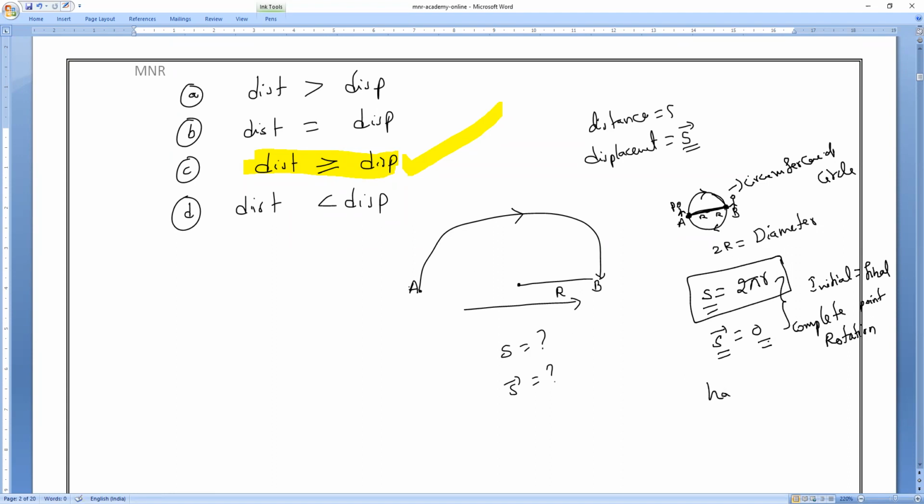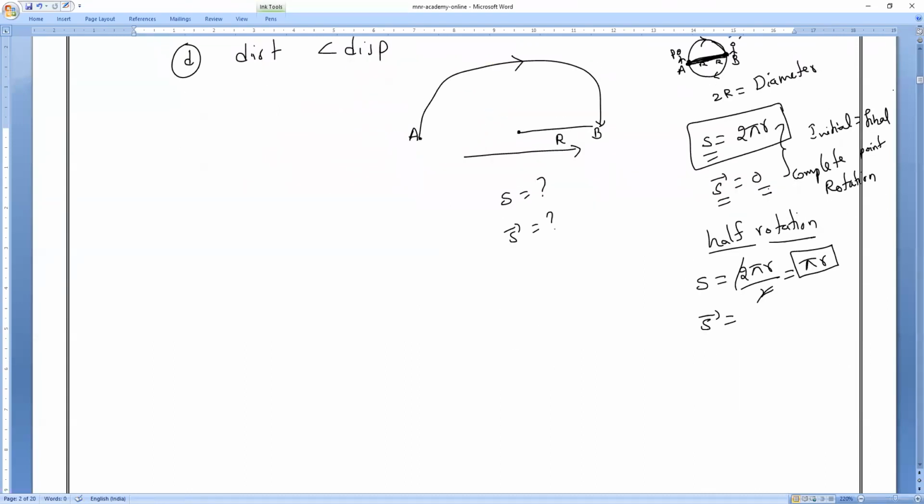Now he made only a half rotation. So what will happen? Anybody can tell me? Half rotation means the distance is 2πr by 2, half, where the 2 gets cancelled. What is the distance, everybody? πr. Then displacement: he started from point A and stopped at point B. What is the shortest path between them? Diameter, 2R. So the shortest path is equal to 2r.